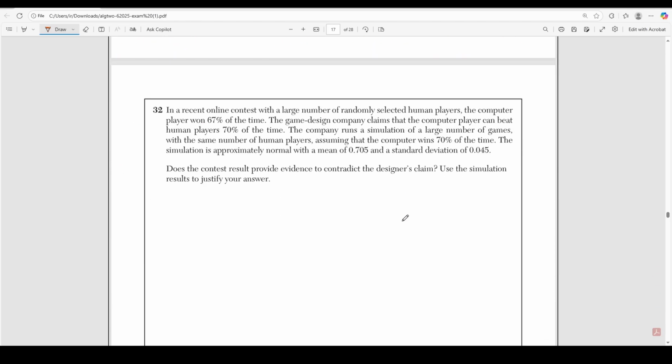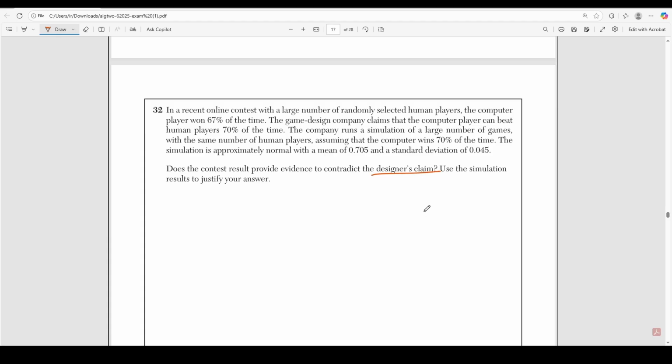So number 32 says, in a recent online contest with a large number of randomly selected human players, the computer player won 67% of the time. The game design company claims that the computer player can beat humans 70% of the time. The company runs a simulation of a large number of games with the same number of human players, assuming that the computer wins 70% of the time. The simulation is approximately normal with a mean of 0.705 and a standard deviation of 0.045. Does your contest result provide evidence to contradict the designer's claim?